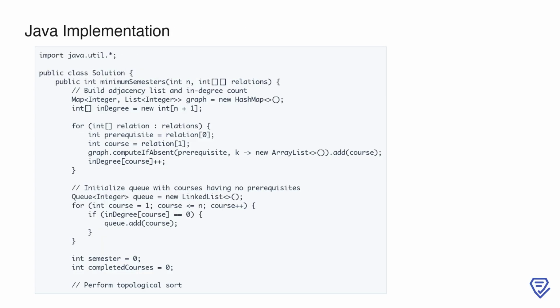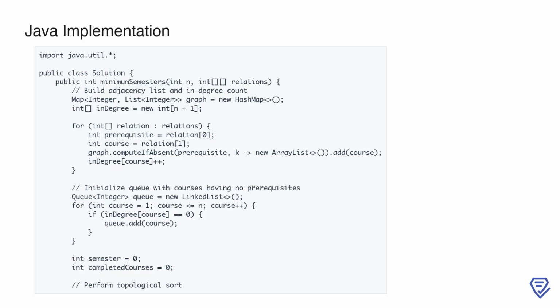To implement the solution in Java, we start by importing the necessary utility classes. The function minimumSemesters takes two inputs, the total number of courses n and a 2D array relations that defines the prerequisite relationships between courses. First, we build an adjacency list to represent the course dependencies and an indegree array to count the number of prerequisites for each course. For every pair in relations, we extract the prerequisite and the dependent course, adding the dependent course to the adjacency list of the prerequisite. Simultaneously, we increment the indegree of the dependent course to track its prerequisites.